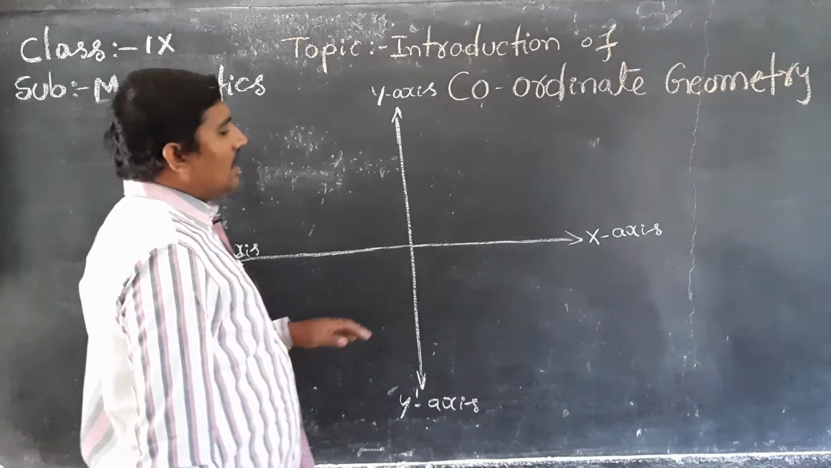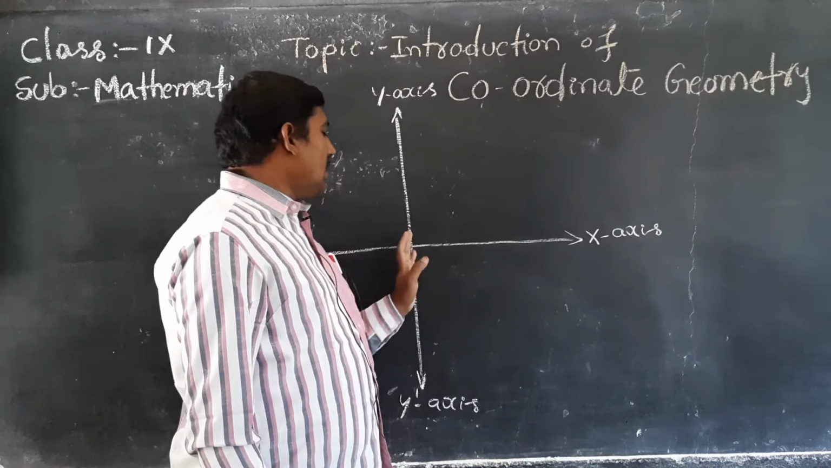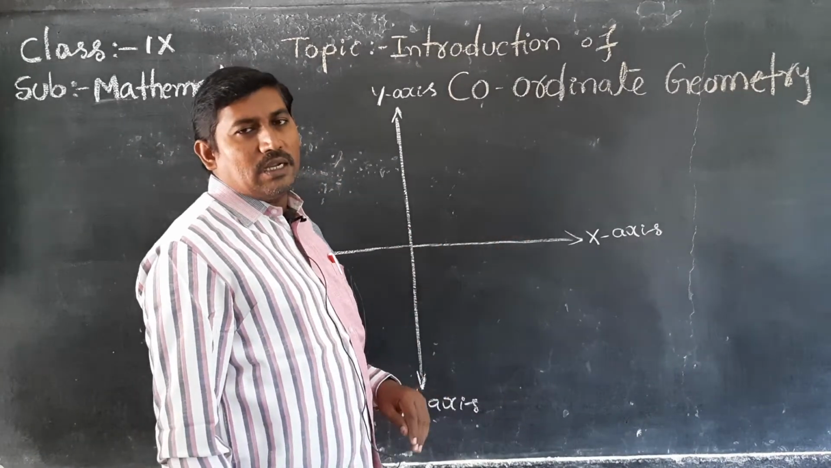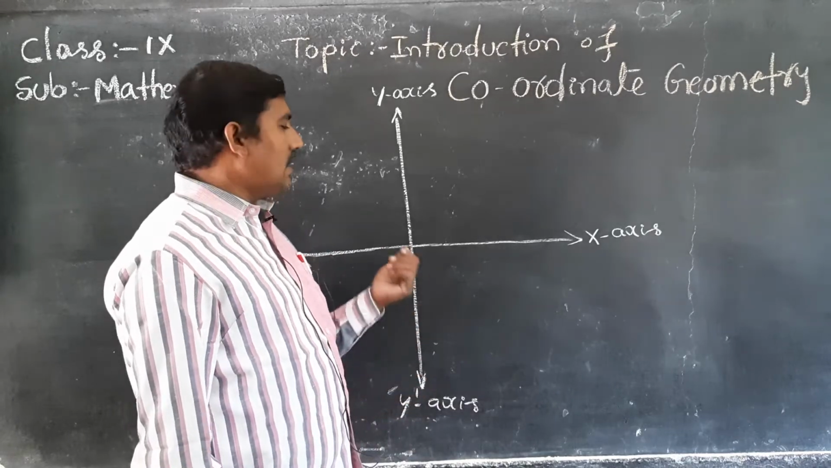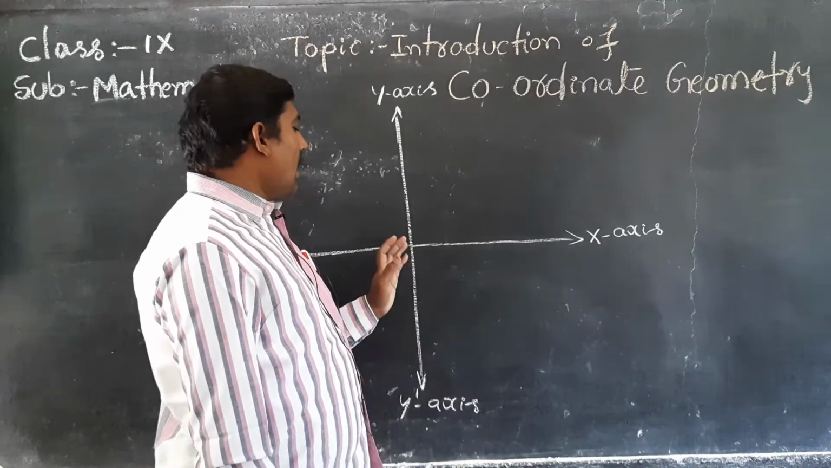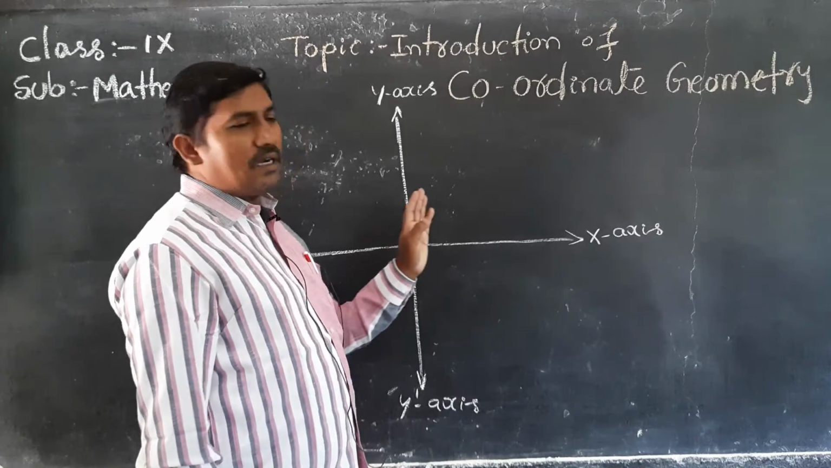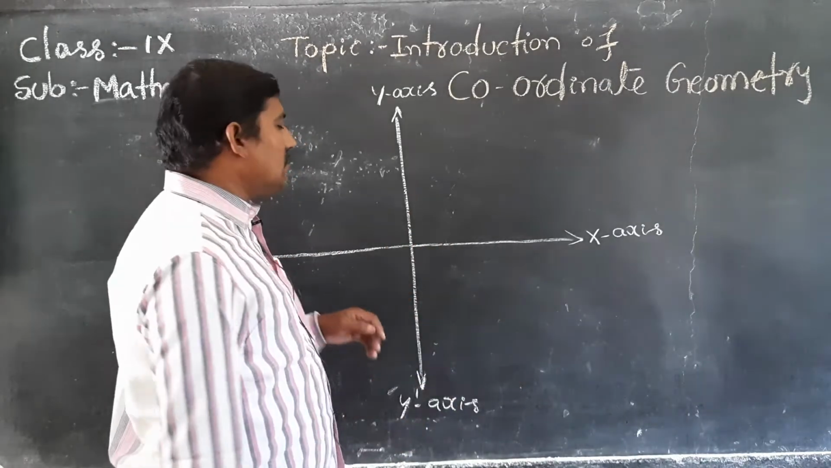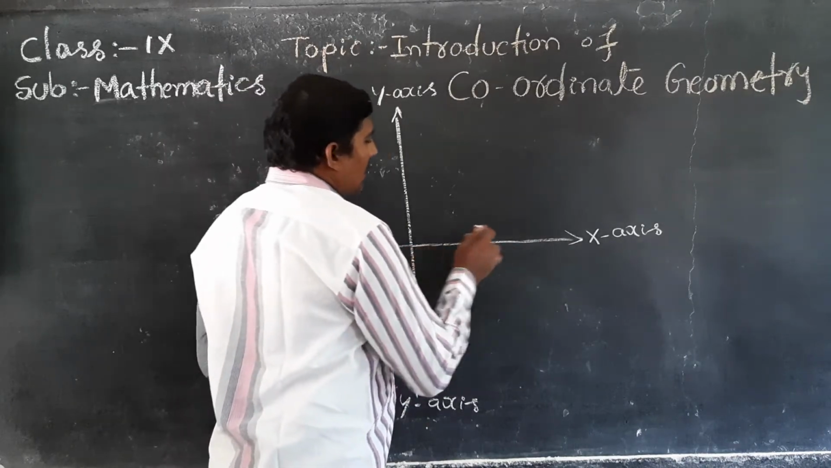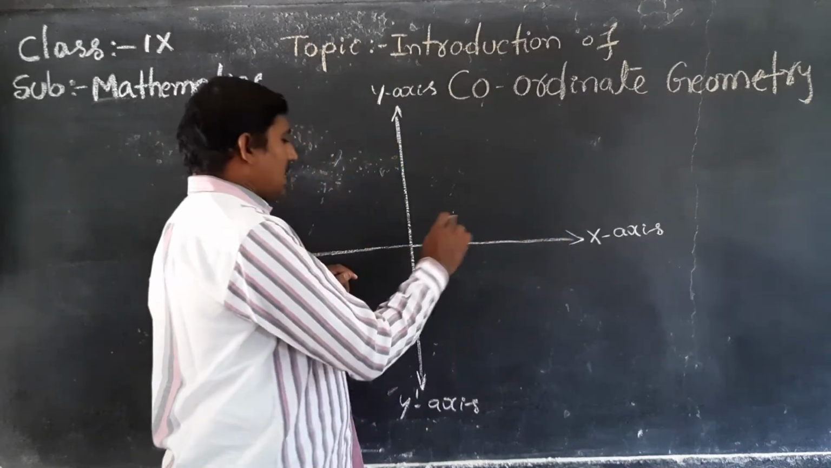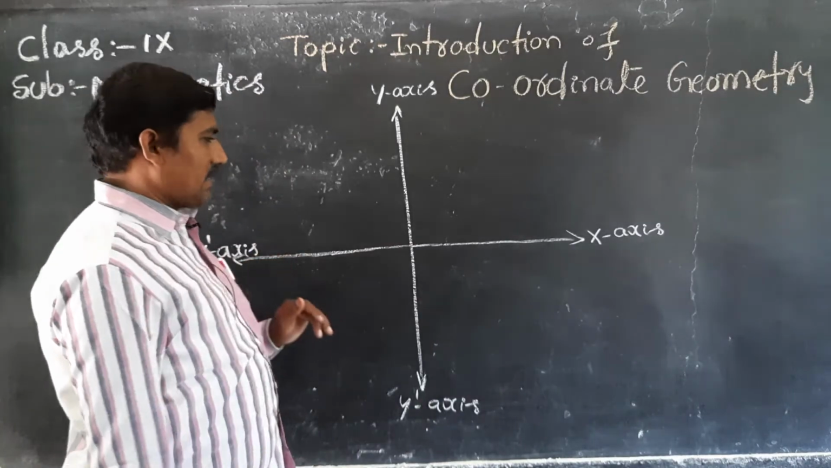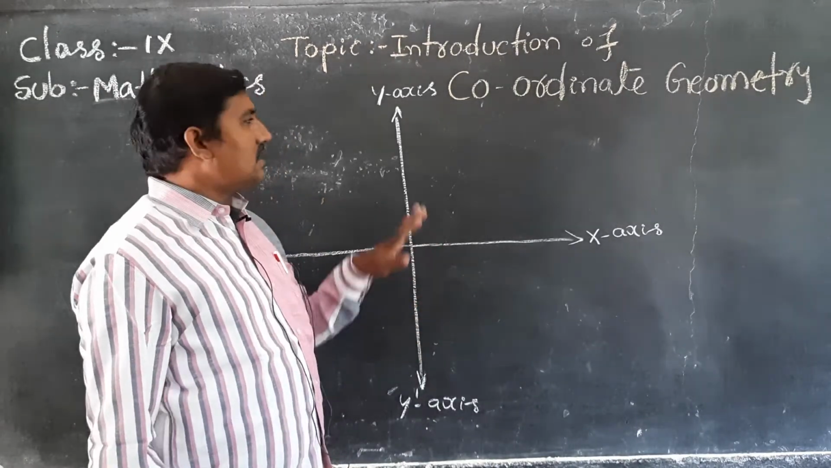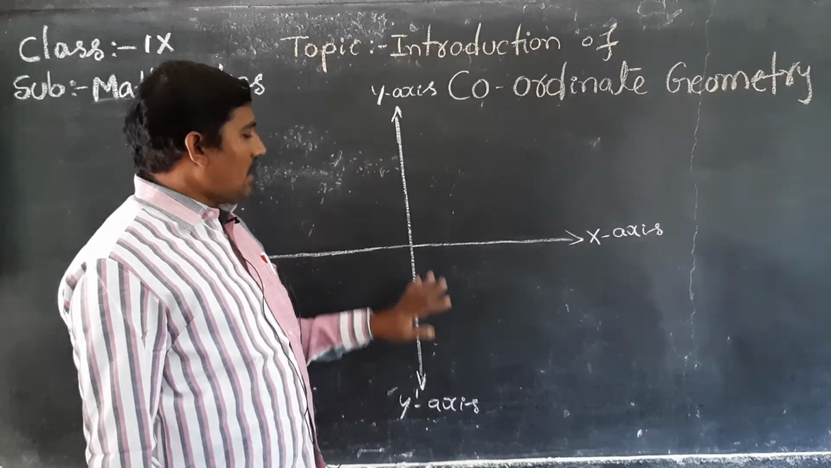And in the middle here also is 0. According to integers or rational numbers, the middle is 0. Right side values are positive values, and left side values are negative values. And also see, this x and x dash axis divides the plane into two parts, upside and downside.